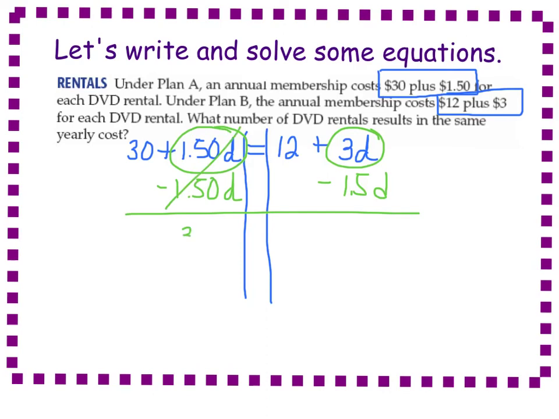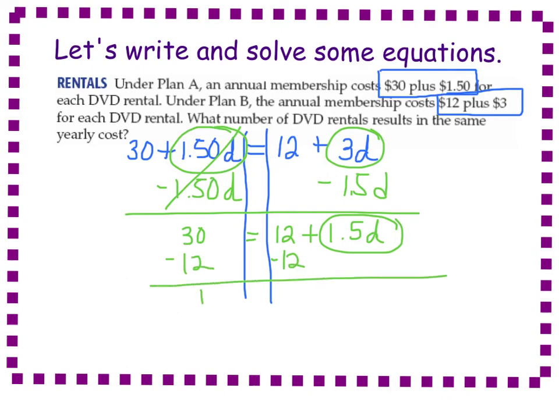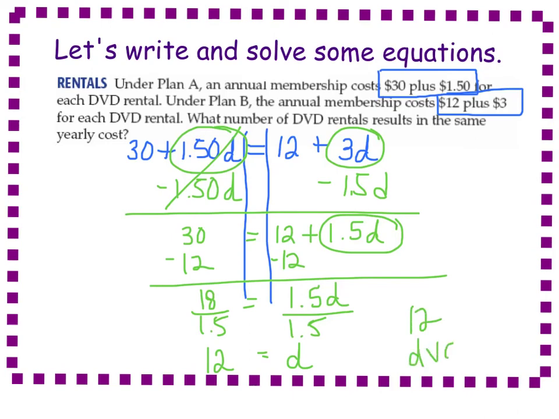So that's going to give me 30 equals 12 plus 1.5D. Now subtract 12 from both sides. 18 equals 1.5D. Last step, divide by 1.5. And so the number of DVD rentals that we need in order for these two plans to balance out would be 12. So 12 DVDs.